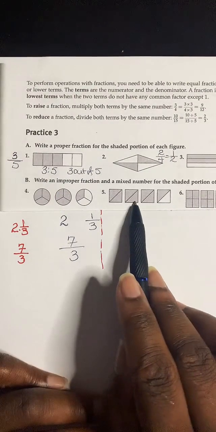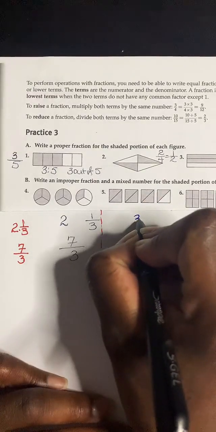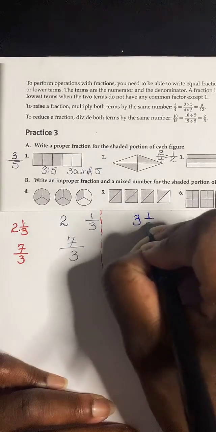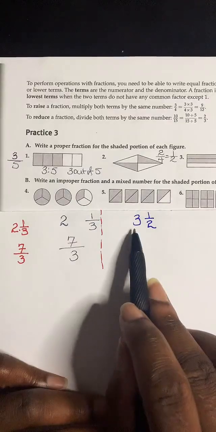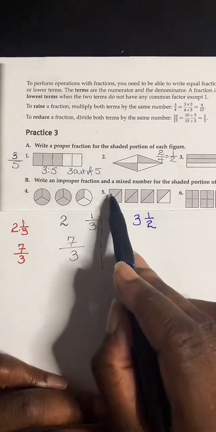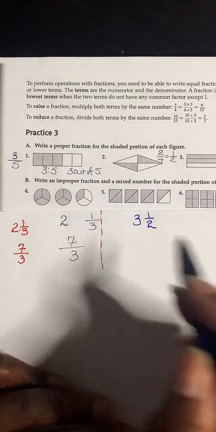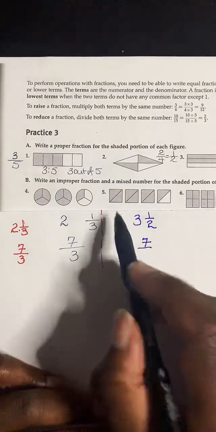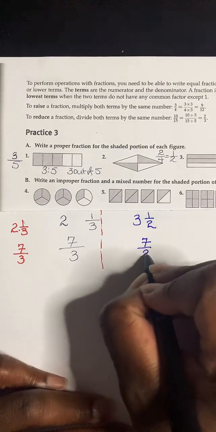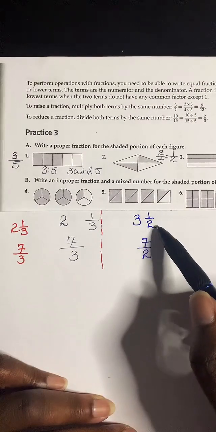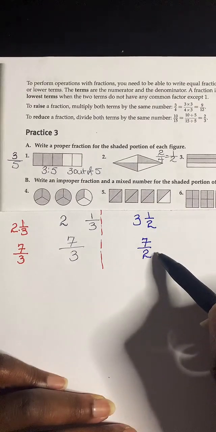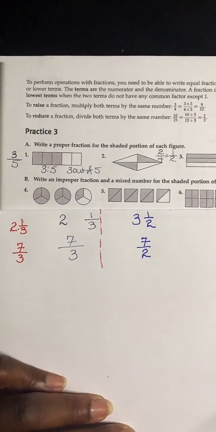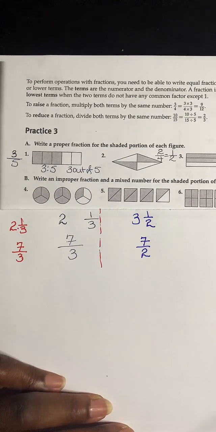So we have 1, 2, 3 whole ones, and then we have 1 out of 2 that's shaded. Okay, so once you got your mixed number, you could count 1, 2, 3, 4, 5, 6, 7, and then it will be out of 2s. So that's how you would get your mixed number, and that's how you would get your improper fraction. Okay.